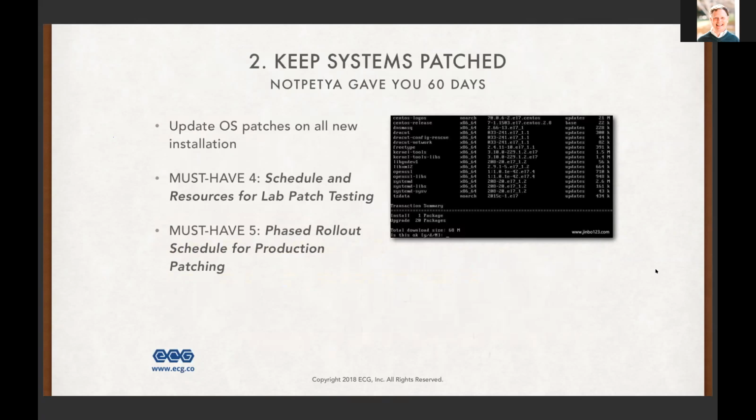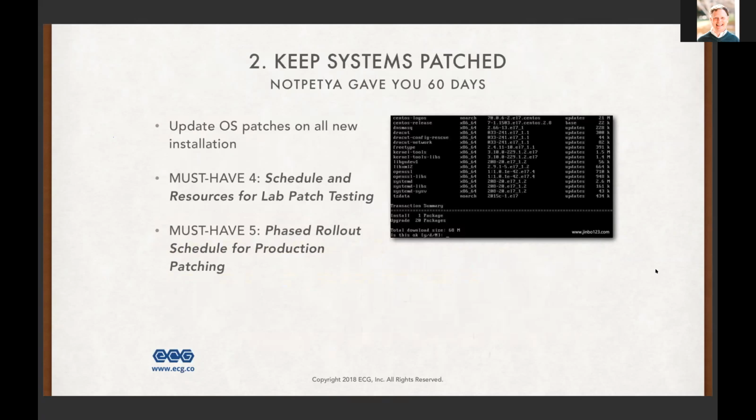So we've got a relatively short time frame. 60 days is not very long if you have to go through a lot of testing. You need to be prepared so that you can do this testing on a regular basis and consistently. So must-have number 4: schedule and have the resources for your lab patch testing. This is related to a previous one, where we need to be sure that we've got the resources available to do the lab patch testing, so when the operating system updates come through, we're ready to actually use them.